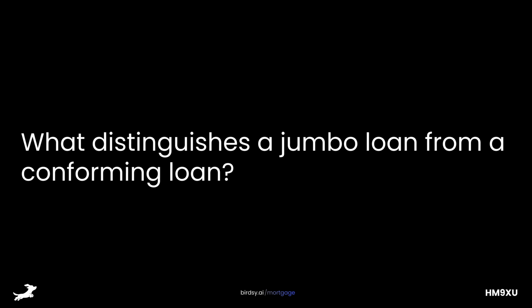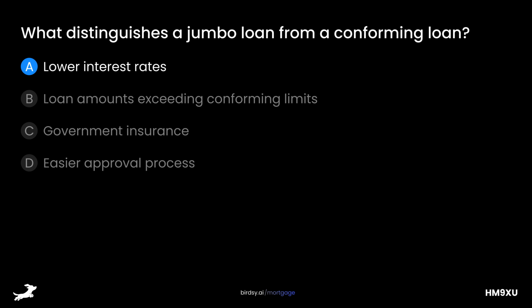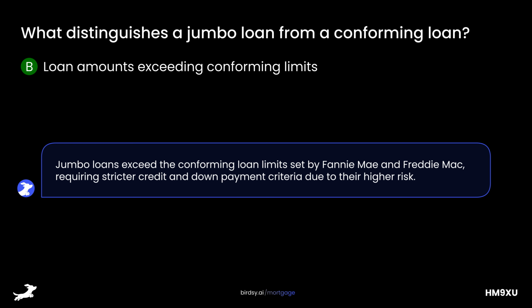What distinguishes a jumbo loan from a conforming loan? Is it A, lower interest rates, B, loan amounts exceeding conforming limits, C, government insurance, or D, easier approval process? The answer is B, loan amounts exceeding conforming limits. Jumbo loans exceed the conforming loan limits set by Fannie Mae and Freddie Mac, requiring stricter credit and down payment criteria due to their higher risk.